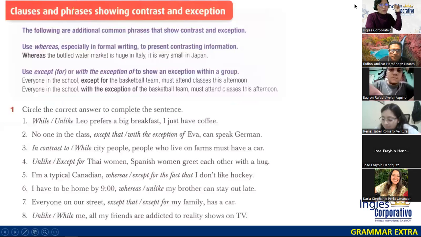And let's move on and practice a little bit, okay? This is an exercise. I'm going to give you some minutes, okay, for you to complete it. Probably 5 minutes, four to five minutes. It says, circle the correct answer to complete the sentence. Okay. Entonces, right now, guys, it's 38, ¿verdad? Let's go ahead and give you until 8:43, a las 8:43.